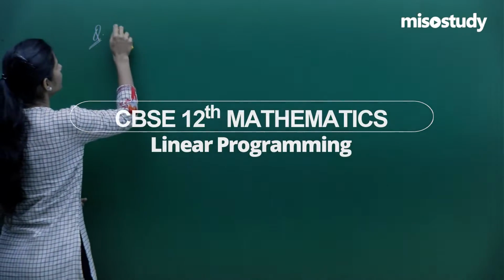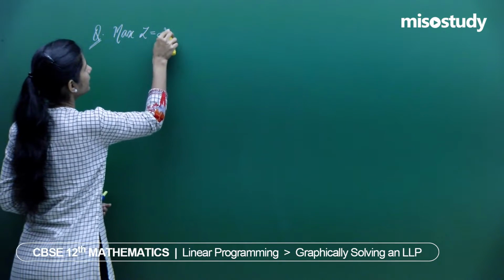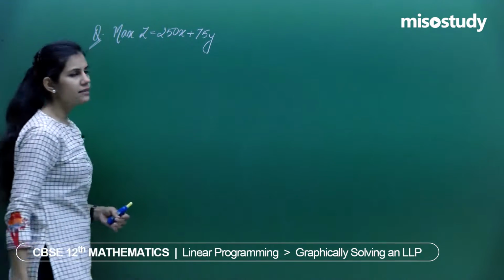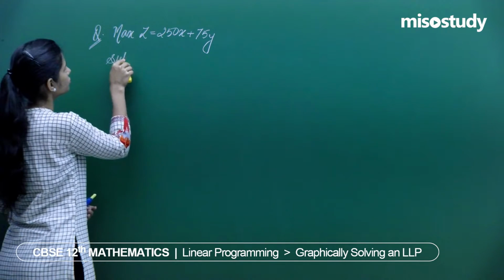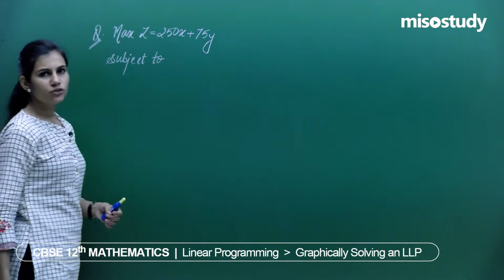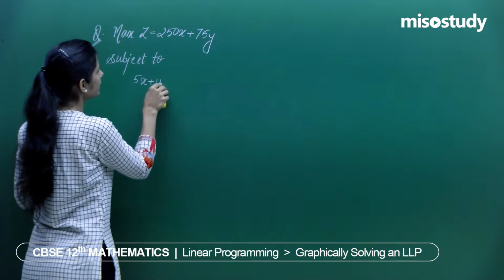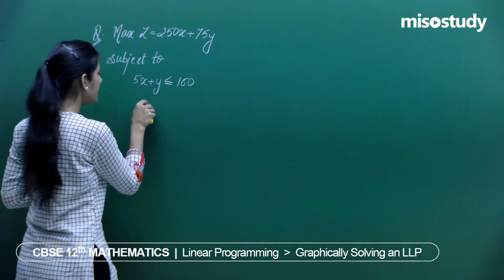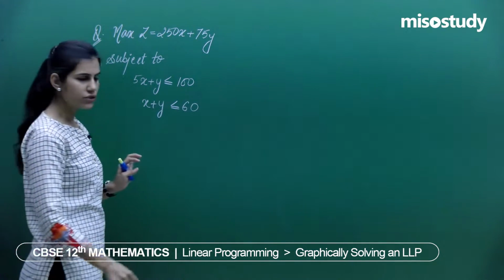This problem said: maximize the profit function Z given by 250x plus 75y, where x represented the number of tables and y represented the number of chairs, subject to what all constraints? Constraints were 5x plus y is less than or equal to 100. This was my investment constraint. Then x plus y is less than or equal to 60. This was my storage constraint.